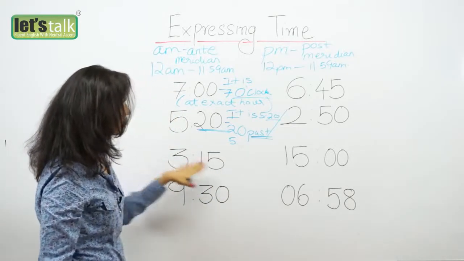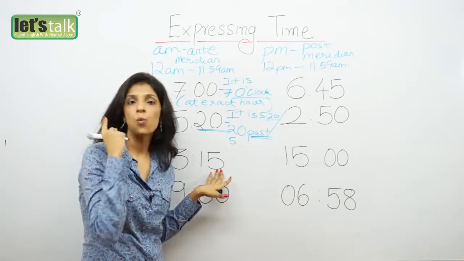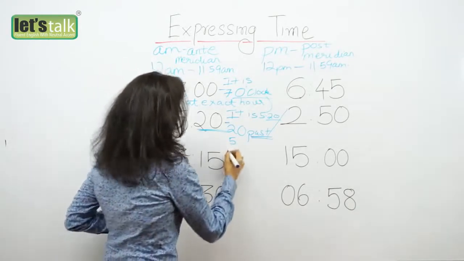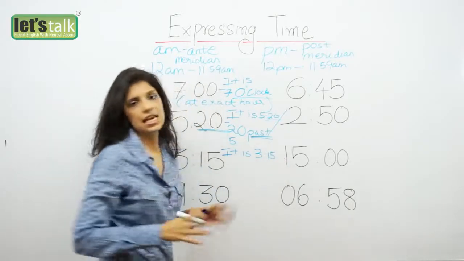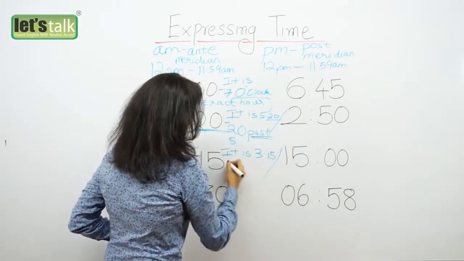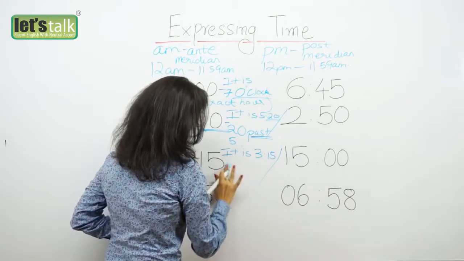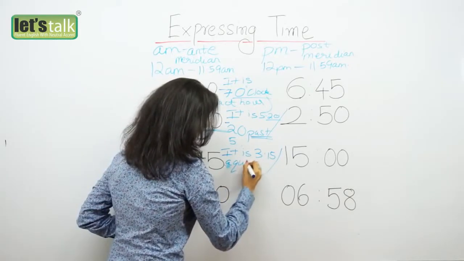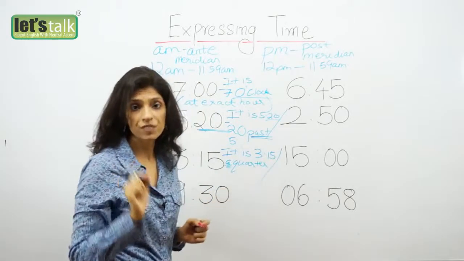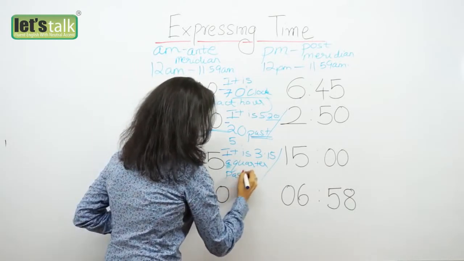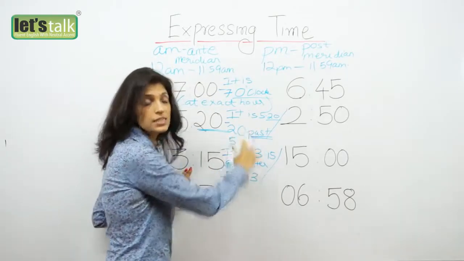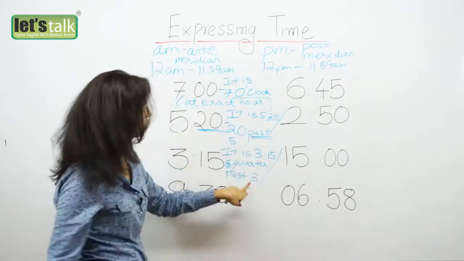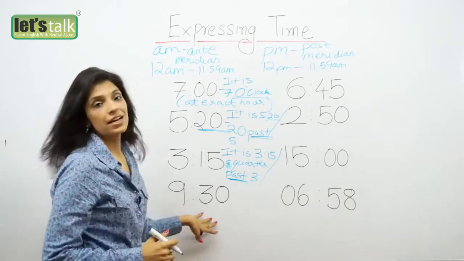Now the next one, 3:15. Now 15 minutes makes 1/4 of an hour. So you can say it is 3:15 AM or PM, or you can say it is a quarter past 3, that means a quarter of an hour past 3. So 15 minutes have passed 3. See, here we use past again to show that 15 minutes or a quarter has passed 3. All right.